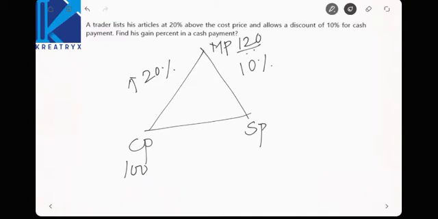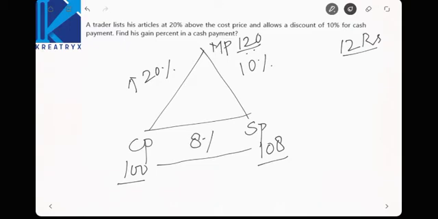Now how much discount is given? 10%. 10% value is nothing but 12 rupees. Now what will be the selling price? Will it be 108? Now what is his gain? See here, 100 rupees is the cost price, selling price is 108. So your gain percentage is 8%. No need to calculate. By observation we can say this.